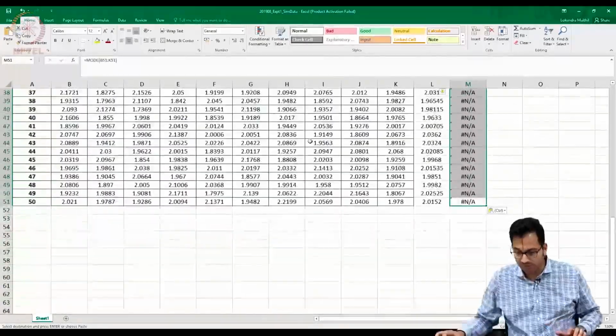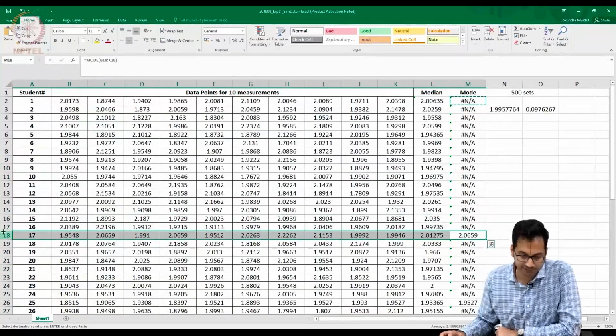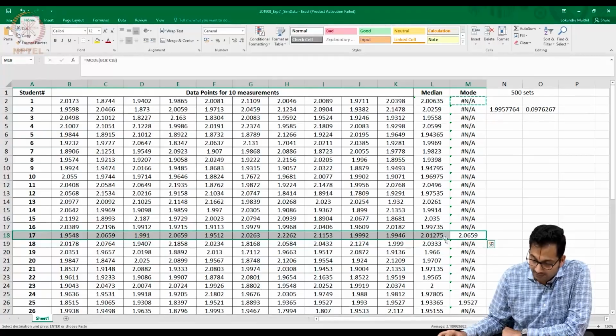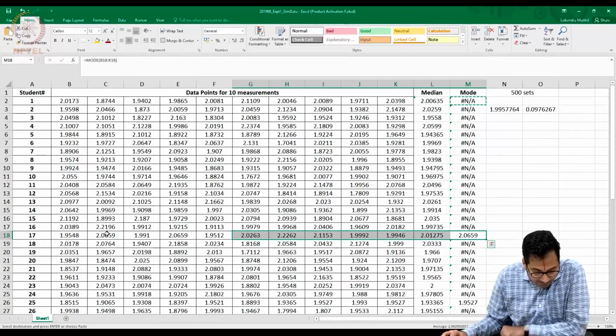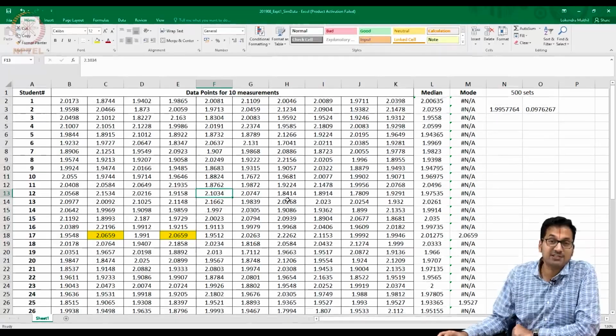N/A stands for not applicable. But for some data sets you do end up seeing that you do have a mode defined. In this case, the mode is defined as 2.0659. Let us see whether it is indeed correct. If you pay close attention, you see two cells here that have 2.0659.